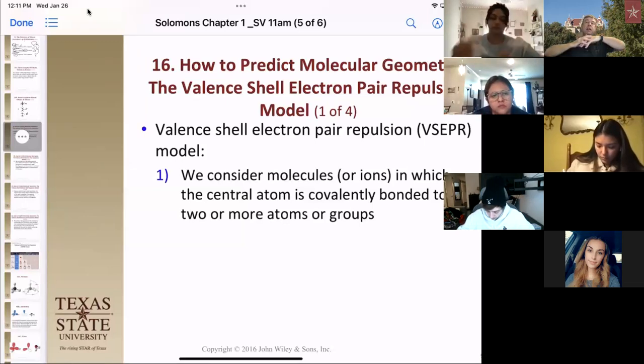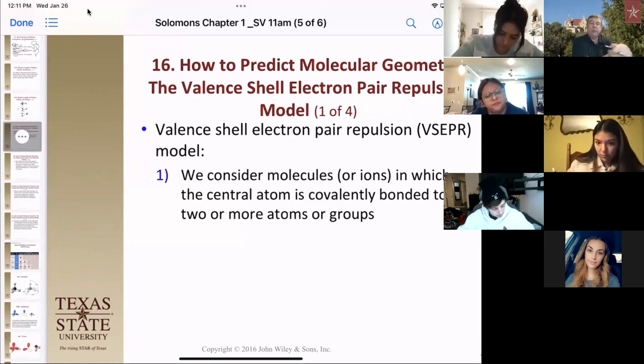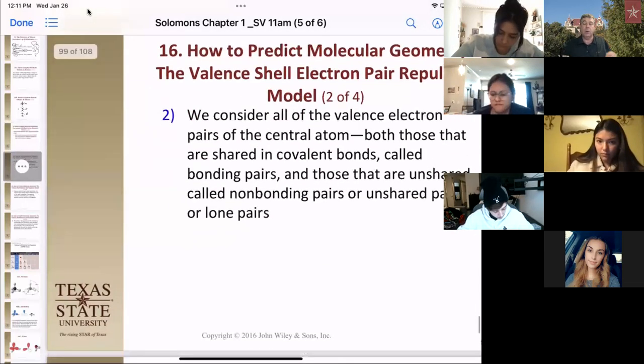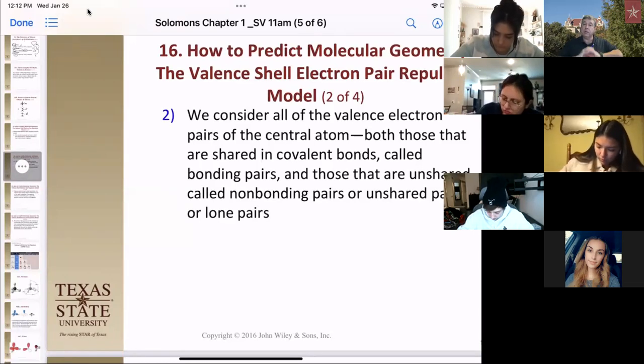So imagine we're trying to put a whole bunch of balloons into a car and we're trying to shove them all in there. They're going to try to spread out as far as possible. And so that's what we're looking for, what kind of shapes they make when they spread out as far as possible. Okay, so we only have to consider the valence electrons. Remember, the core electrons are done. We don't do anything with them. We're only talking about the valence electrons.